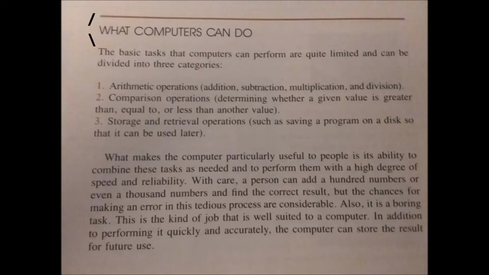Computers can perform a limited set of basic tasks, which fall into three categories. Arithmetic operations: addition, subtraction, multiplication, and division. Comparison operations: determining whether a given value is greater than, equal to, or less than another value. Storage and retrieval operations, such as saving a program on a disk so that it can be used later.